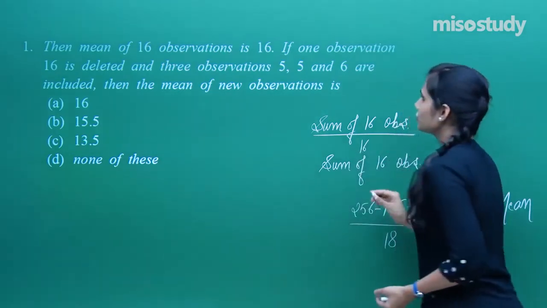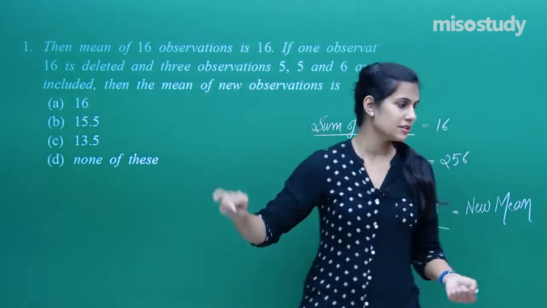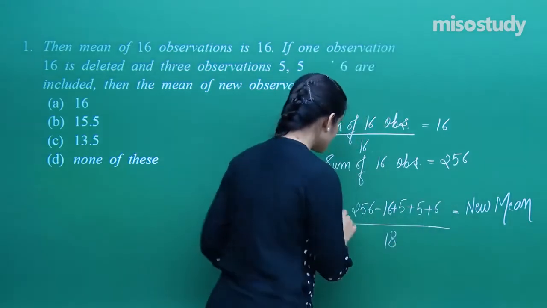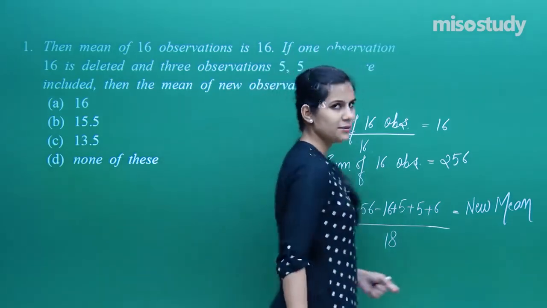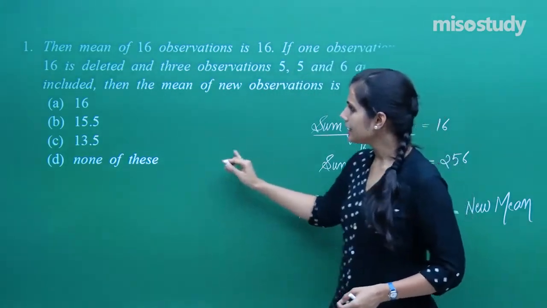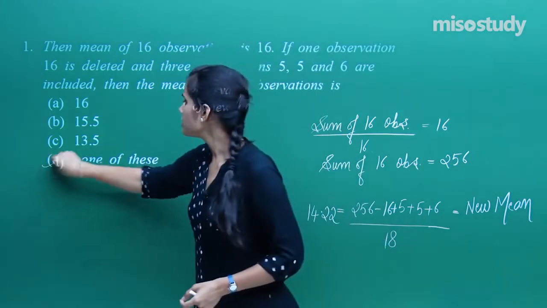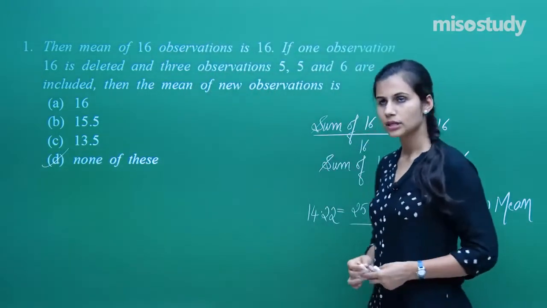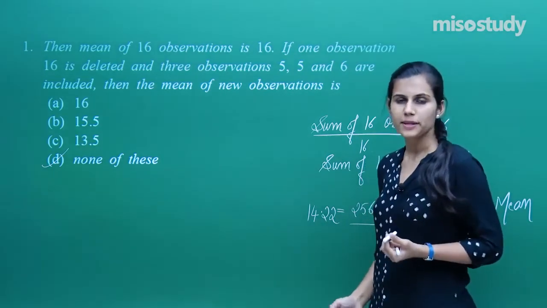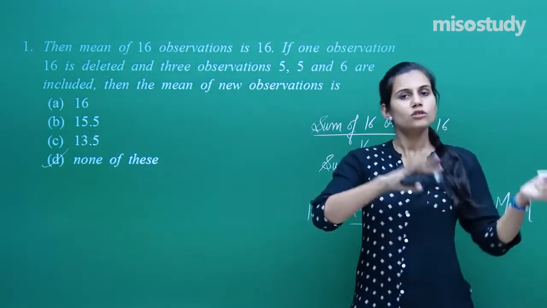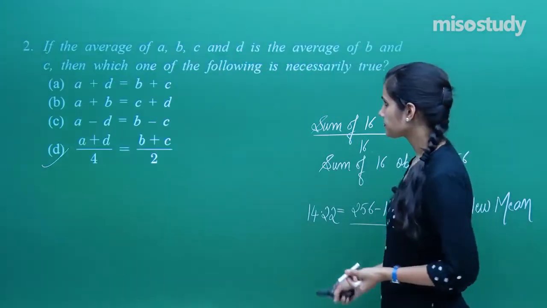And that is what the question asks. Find the mean of the new 18 observations. This is the new mean and this comes out to be 14.22. You can see none of the answers are having 14.22 and the answer is none of these. So a pretty easy question based upon the very formula of average mean and the concept of how terms are being removed, how terms are being included and how the number of terms is getting increased.